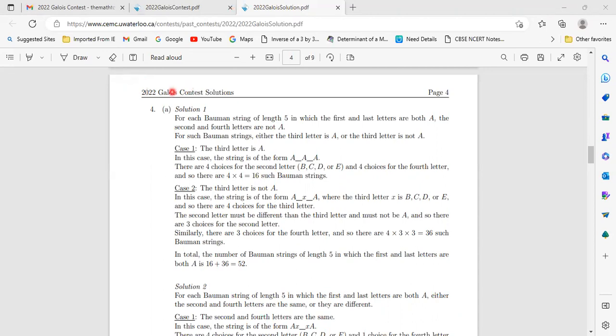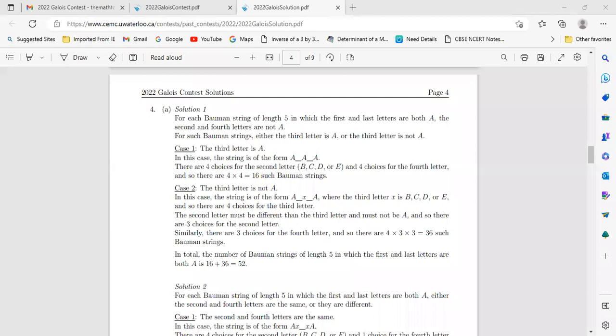So as I said, the first letter and the last letter for length 5 are A, A. And the second and fourth cannot be A according to the Bowman condition, because if I put A over here and here, then I do have two adjacent identical letters. So that will not satisfy the Bowman condition. So I'm not allowed to include A in the place of 2 and 4. I hope you are able to follow. So keep this in mind.